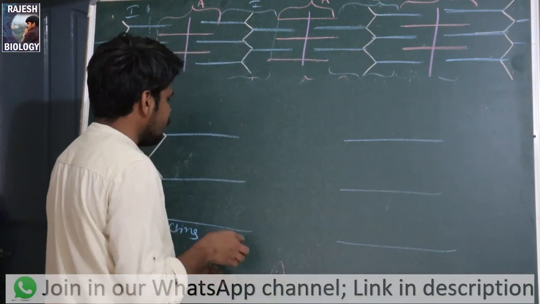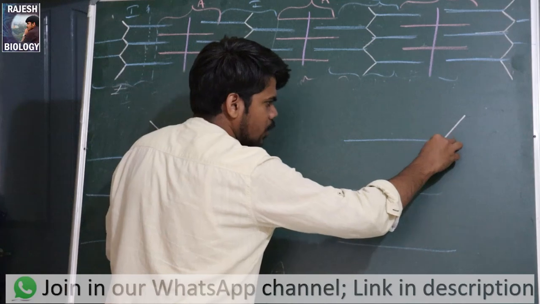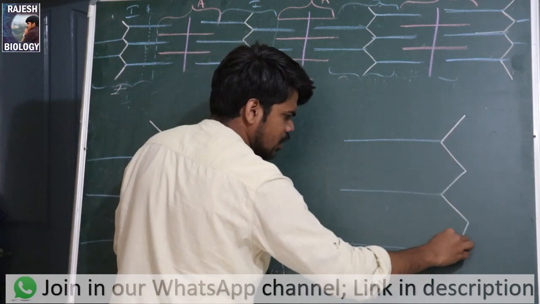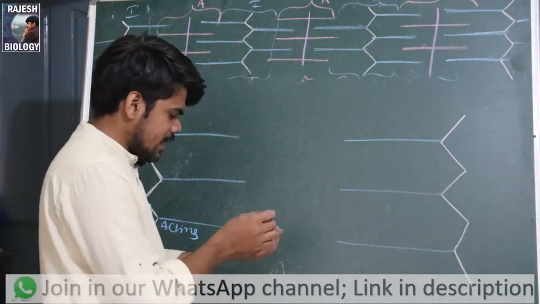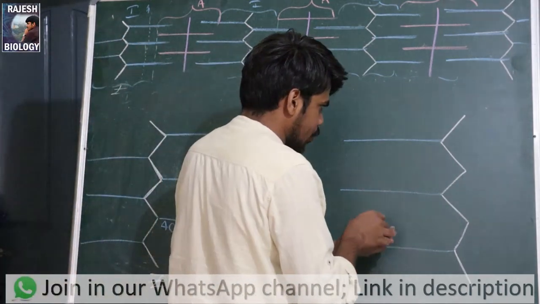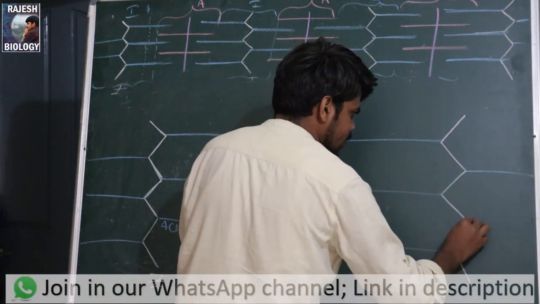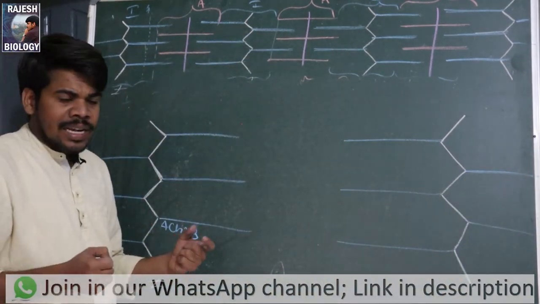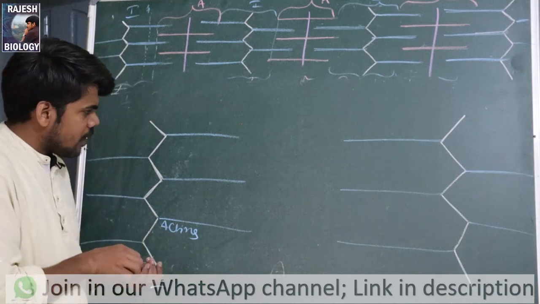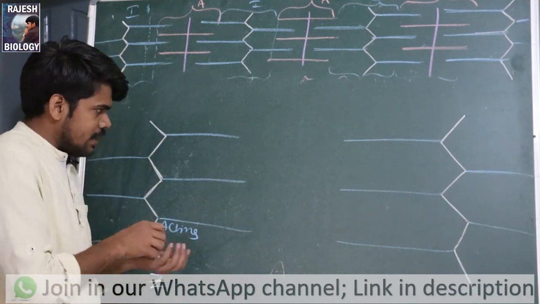So actin binds with what? It binds with the G line. You know, the G line is made up of actinin. We'll discuss that later. Actinin is another protein that is different from actin. Actinin has the ability to bind with actin. These are the two G lines.